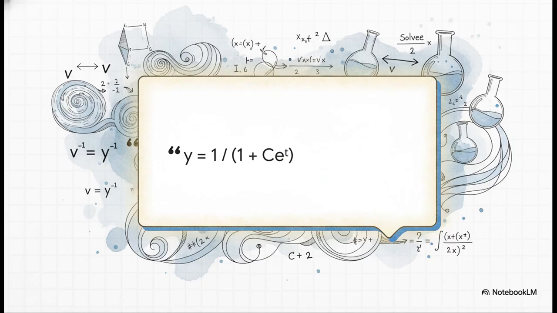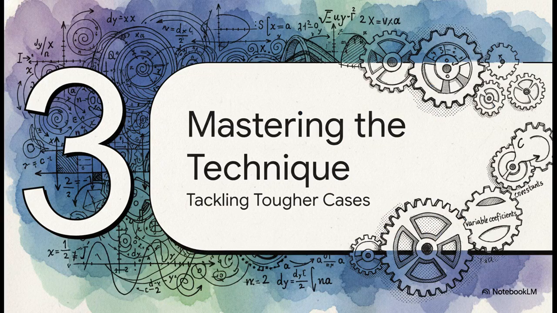And finally, the last step of our recipe, substitute back. We know v equals y to the minus 1, so we swap it back in, do a little algebra to solve for y, and there you have it. That's our final, clean solution to the problem we started with. Okay, that was a pretty straightforward example.